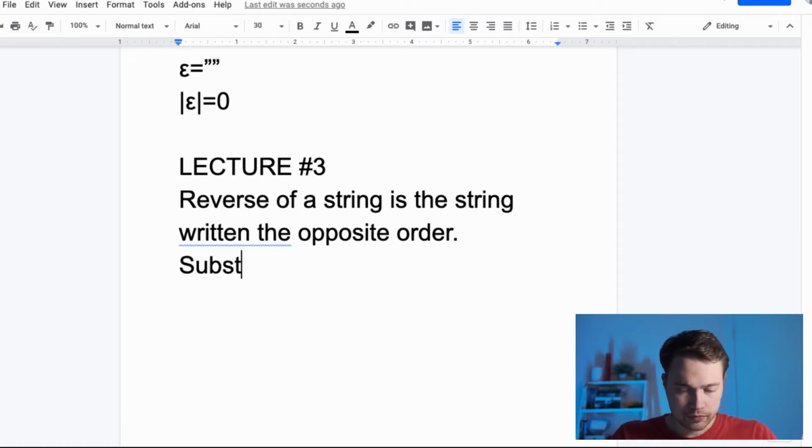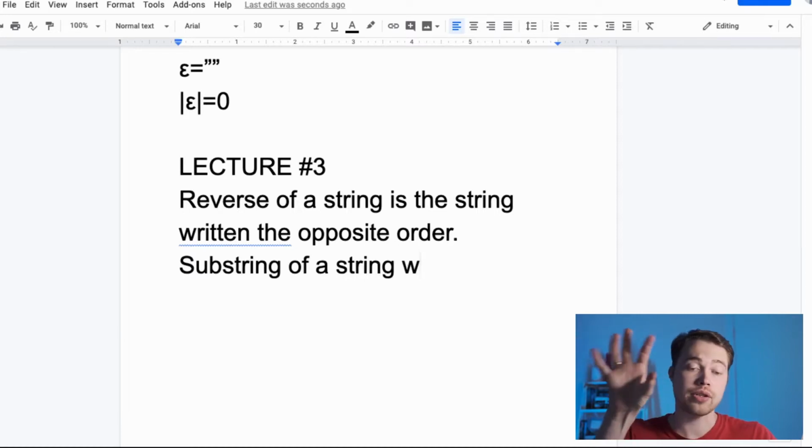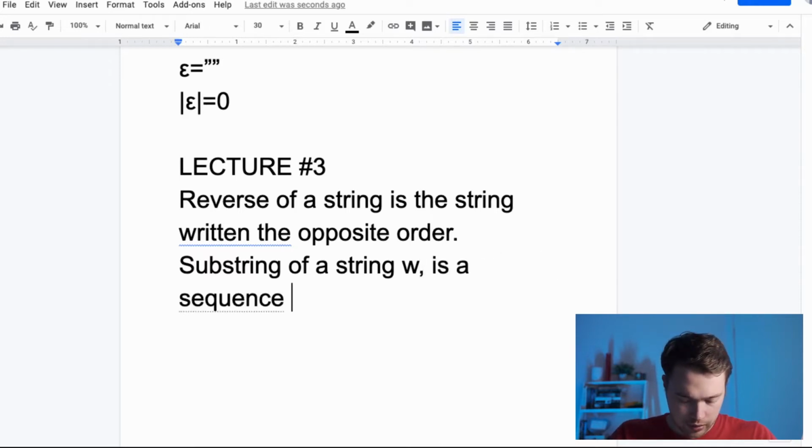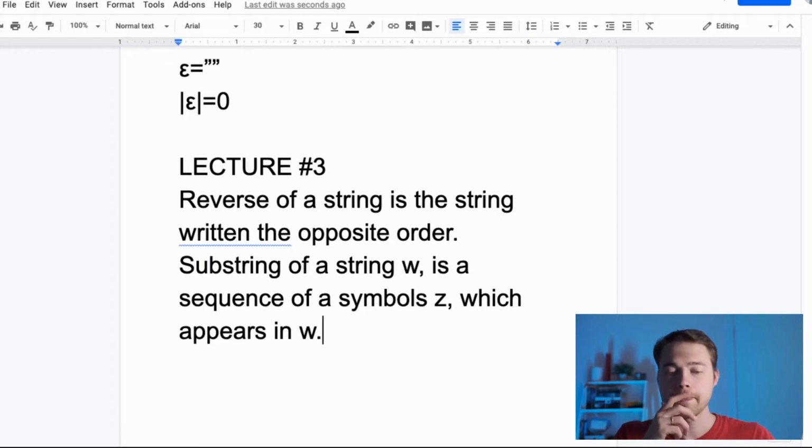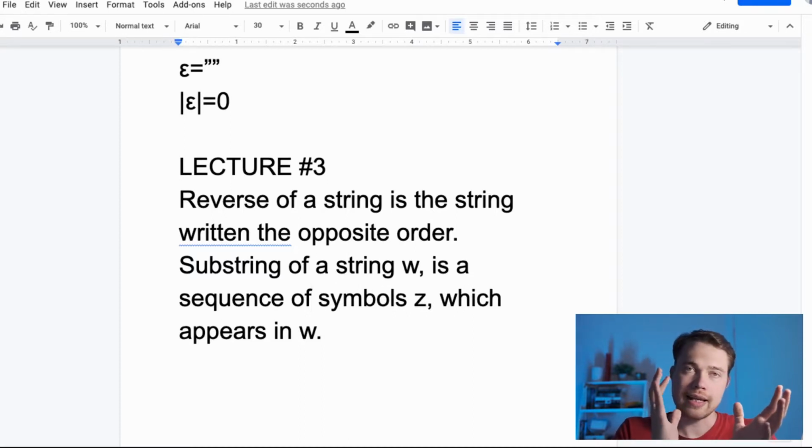Okay, substring. Substring of a string W, right? So let's say we have a string W. Substring of that string W is a sequence of symbols Z, okay, which appears in W. So substring of a string W, or sometimes it's called omega, is a sequence of symbols Z which appears in W. So basically, if you have Z concatenated with some amount of symbols, you get W, okay?